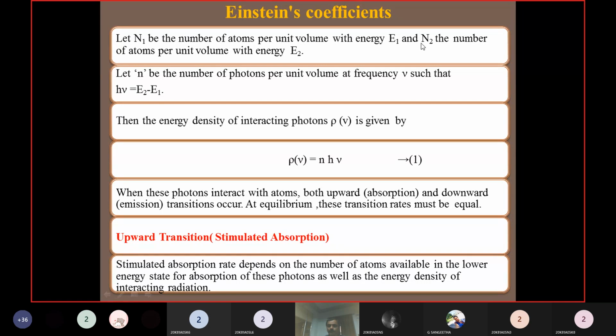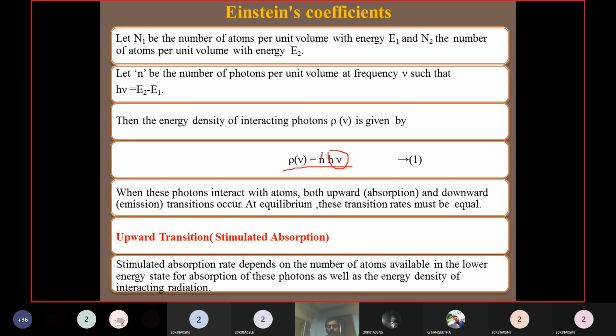Let N1 be the number of atoms per unit volume in energy level E1, and N2 the number of atoms per unit volume in energy level E2. Already we discussed this. Let n be the number of photons per unit volume at frequency nu, such that h nu is equal to E2 minus E1. Therefore the photon energy density is rho of nu, where nu is the photon frequency. Now h nu is the energy of each photon.